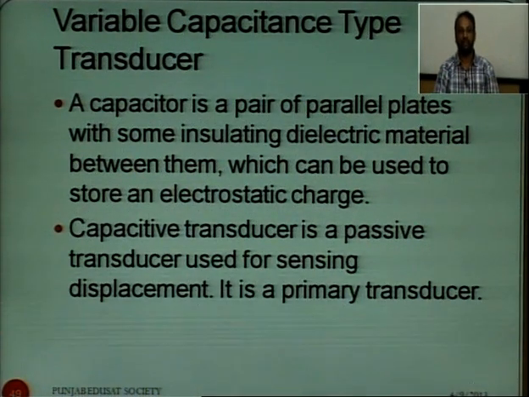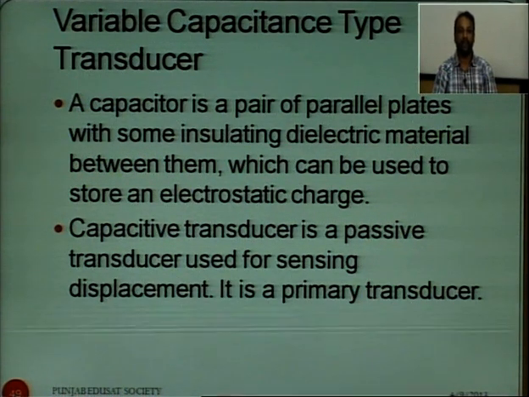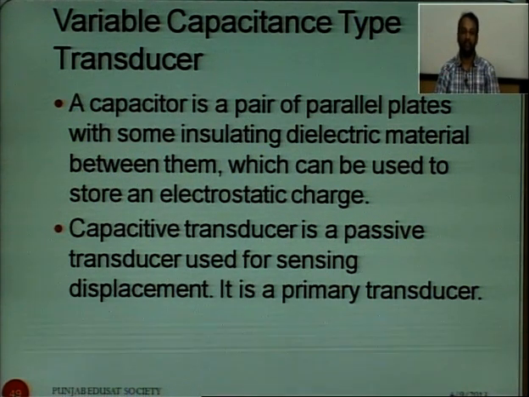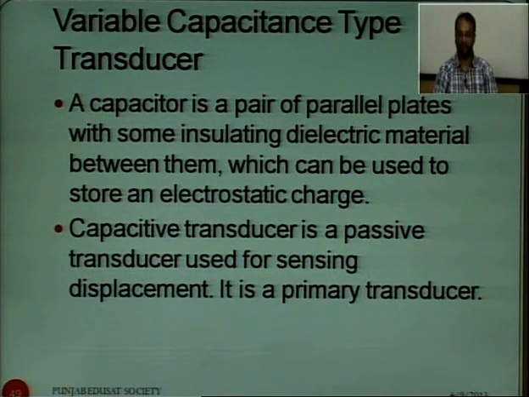Second type of transducer is variable capacitance type of transducer. A capacitance is a pair of parallel plates with some insulating dielectric material between them, and this dielectric material is used to store an electrostatic charge. Capacitive transducer is a passive transducer, so it requires external supply for its operation. They are generally used for sensing displacement, or sometimes to measure the liquid level, etc. It is a primary transducer.